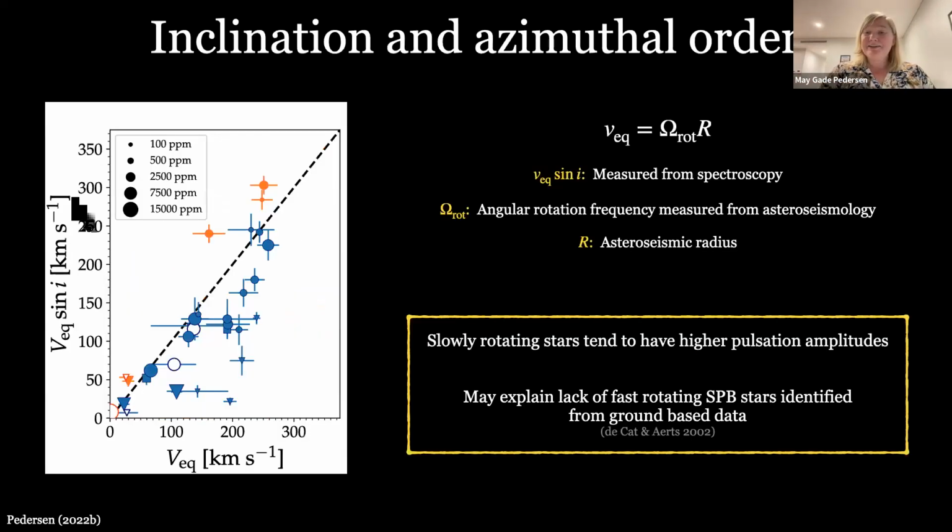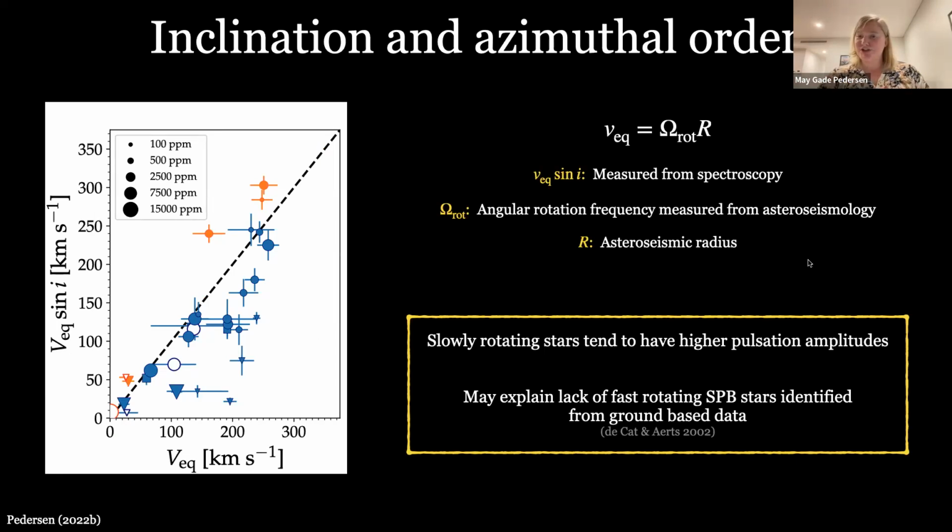Now, one additional thing we can learn from studying these rotation rates combined with spectroscopic rotation measurements is to try to estimate what the inclination angles of these stars are. This we can get from the rotation frequency of the stars combined with an estimate of the radius of the stars, which, in the cases where the stars have been asteroseismically modeled, we have an asteroseismic radius.